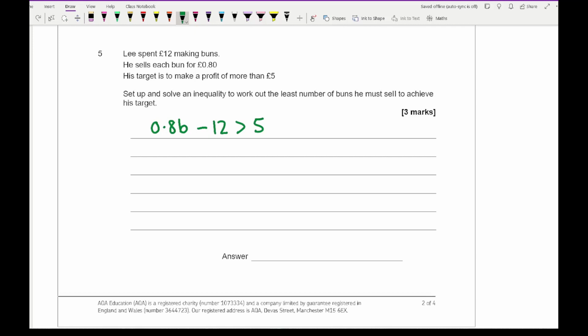Now this is one way of doing it. Obviously we could rearrange it and should get something very similar, but that's the formula that I am going for. So for this, what we need to do first is take the 12 over to the other side. So I've got 0.8b is greater than 17. And then from this, what I then want to do is get rid of the 0.8. So I divide by 0.8. So b is greater than 17 over 0.8.